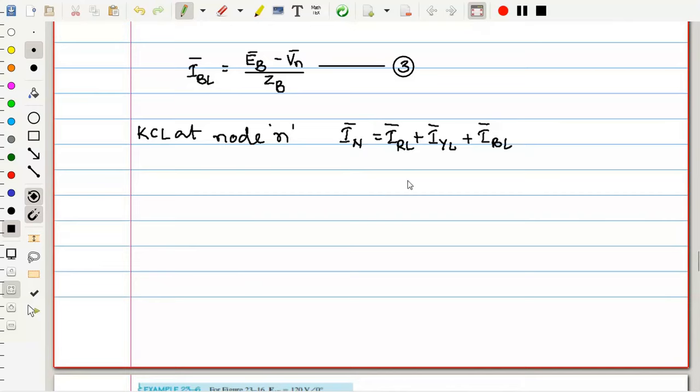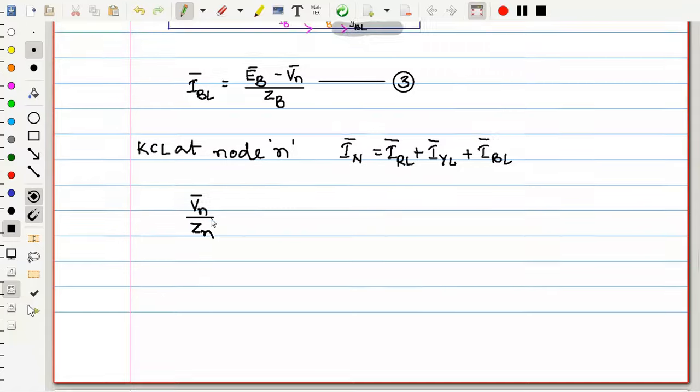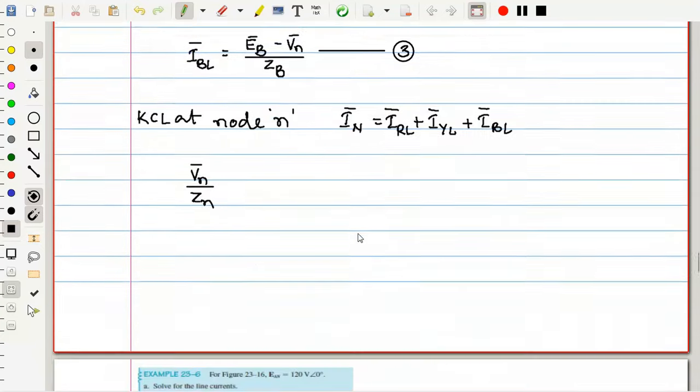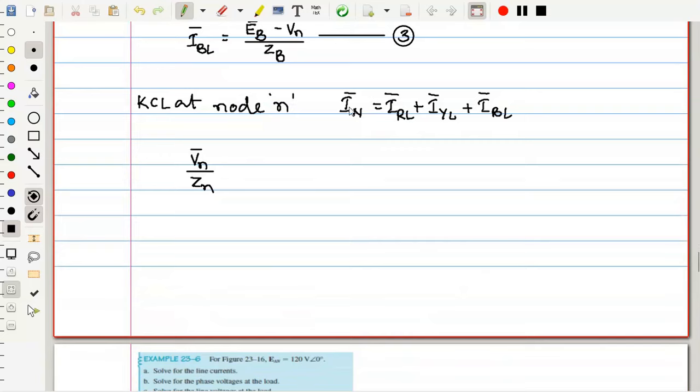Now let us put all these equations in proper form. Can I write IN is equal to Vn divided by Zn? Current is equal to voltage by impedance. What is the voltage? The voltage across the neutral line impedance is Vn. The impedance of the neutral is Zn. So I have written this capital IN as Vn by Zn. Similarly, IRL we already derived from equation number 1. What can we write?